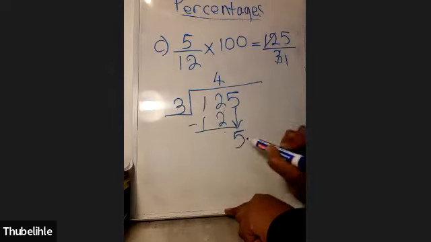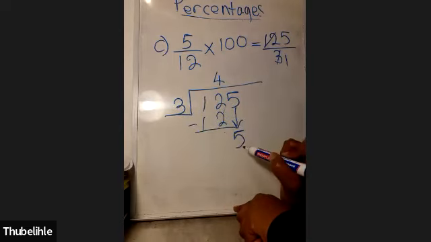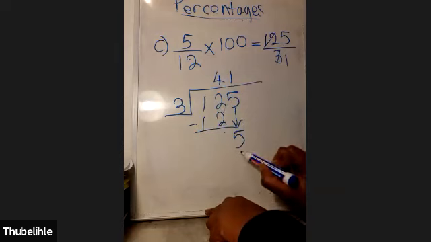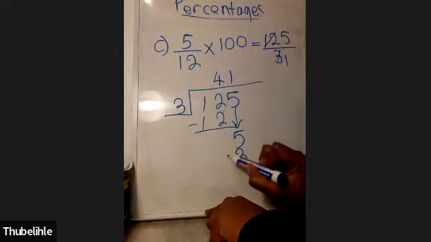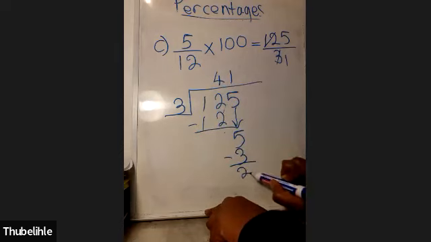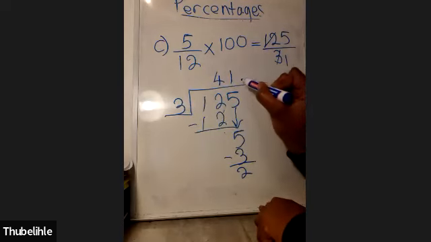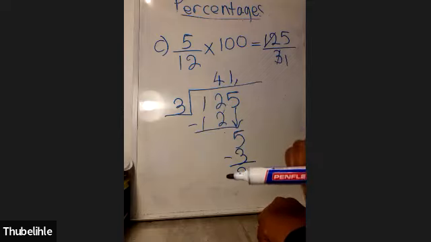And then we say 3 into 5. How many times does 3 go into 5? 1, then remainder 2. So that means 3 times 1, you're going to get 3 here. So it's going to be minus 3, remainder 2. And then we say 3 into 2. It can't. So we put a decimal point.